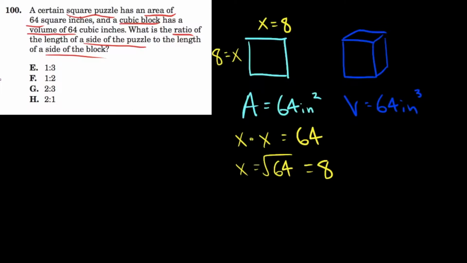So that is the length of x. Okay, now let's think about the cube. What goes into finding its volume? I already used x, so this time I'll use y. To find the volume of a box, you would do length times width times height. In this case, it's a cube, so length, width, and height are all the same length. So y times y times y equals 64.